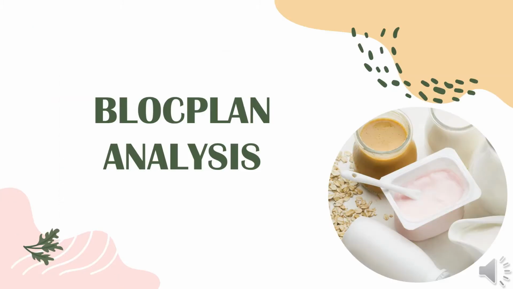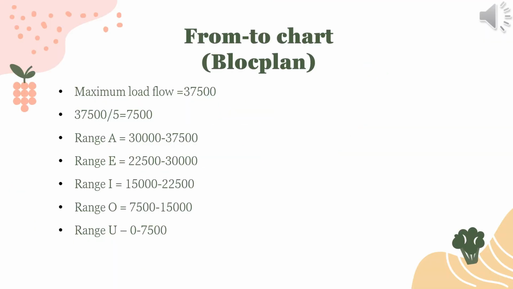Next, we continue with the block plan analysis. The new from-to chart table is constructed based on the block plan method, where firstly we find the maximum load flow from the previous from-to chart table, which is 33,700 grams, and then we divide this value by 5, which represents the number of letters of the closeness rating A, E, I, O, U, and we get 7,500.